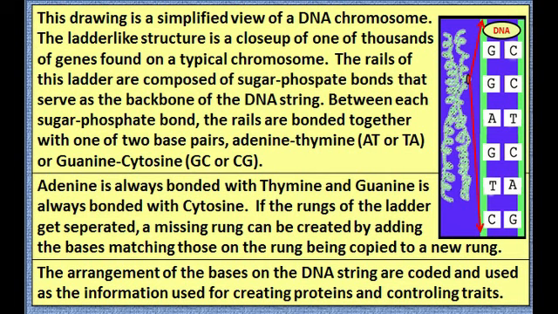Adenine is always bonded with thymine, and guanine is always bonded with cytosine. If the rungs of the ladder get separated, a missing rung can be created by adding the bases matching those on the rung being copied to a new rung. The arrangement of the bases on the DNA string are coded and used as the information used for creating proteins and controlling traits.